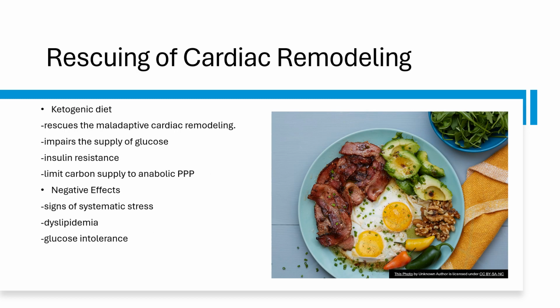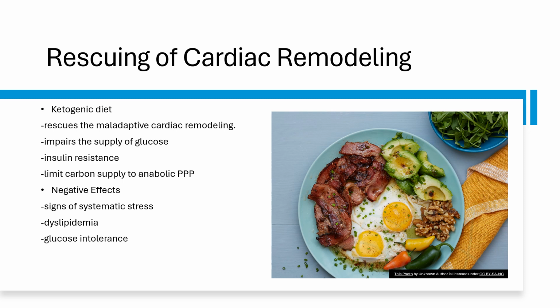So this leads us to rescuing of cardiac remodeling. Now, this can be tied back to a ketogenic diet, and this slide is going to discuss the benefits and negative effects of the ketogenic diet as it relates to the study. Now, a ketogenic diet can rescue the cardiac remodeling that occurs when MPC expression decreases. The reason being is that it impairs supply of glucose to cardiomyocytes from the liver.